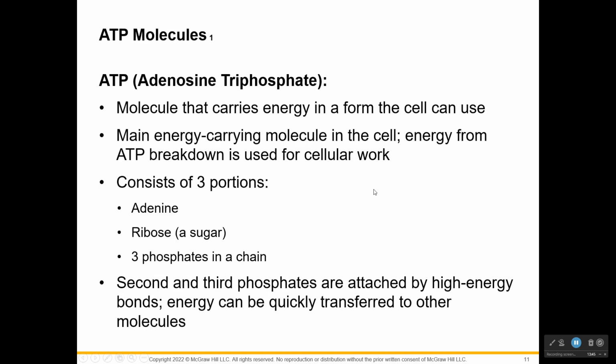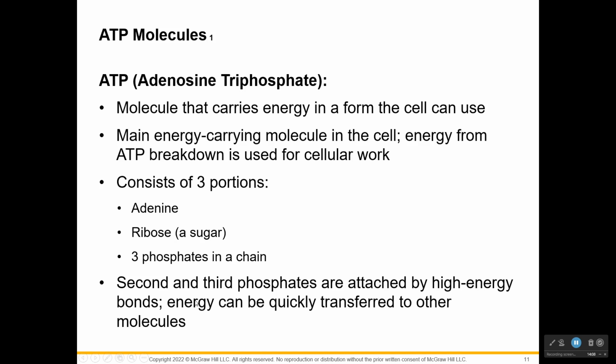So I just wanted to review with you real quick about ATP. Remember, that's our energy molecule, and that's what the cell uses as a currency to do work. And it does have 3 parts. But the most important thing I want you to know is it's called ATP for adenosine triphosphate. There's 3 phosphate groups.